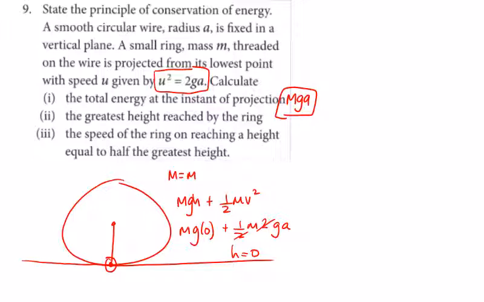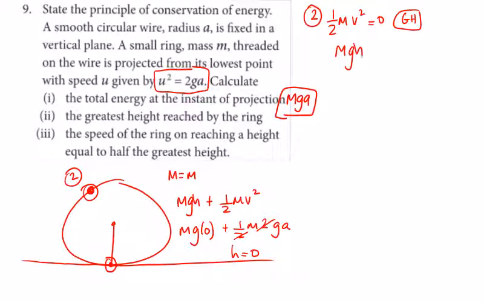The greatest height reached by the ring next. So let's look at the greatest height. Let's just assume that it's here, this ring, and then we look at position 1 to position 2. Position 1 is mga. Position 2, the greatest height, the velocity is going to be 0, so the half mv squared is 0 at the greatest height. So mgh at the greatest height. We don't know what h is, so this mgh has to be equal to mga. Therefore, if we divide across by mg, the greatest height reached is the radius of the circle, A.